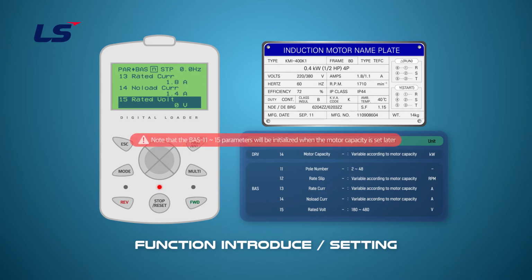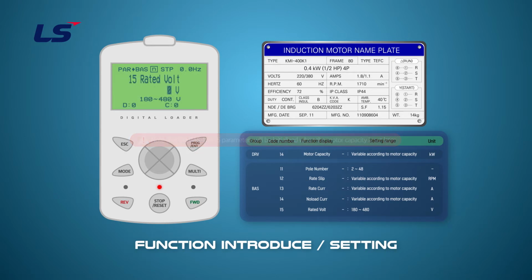If you change the order and set the motor capacity at a later time, the parameters BAS 11 to 15 will be initialized, so be careful. Enter the rated voltage at BAS 15, and if you do not enter the rated voltage of the motor, it will follow the input voltage.